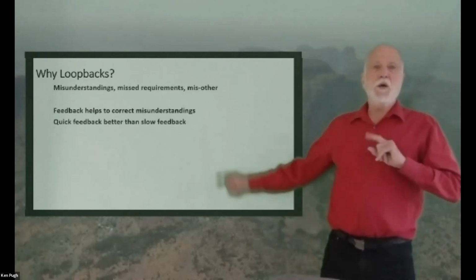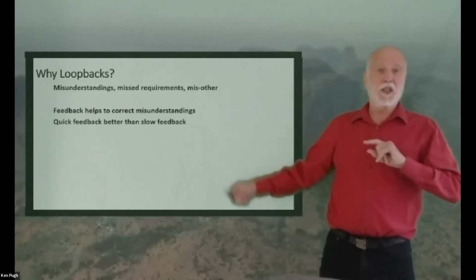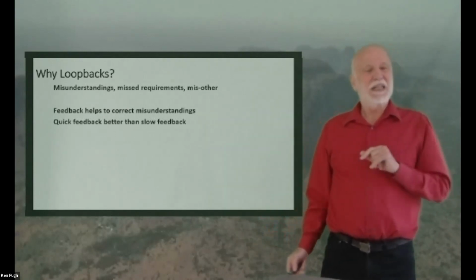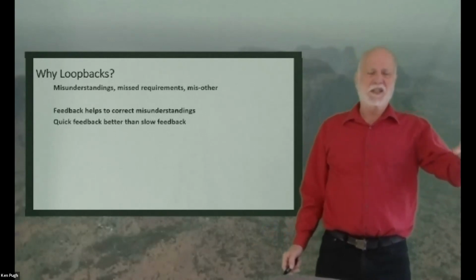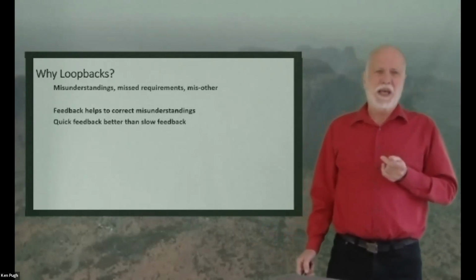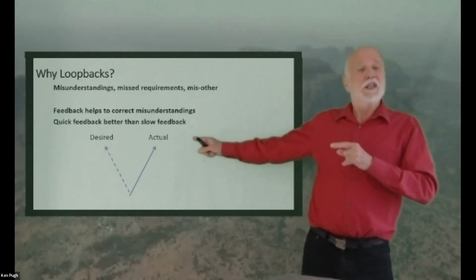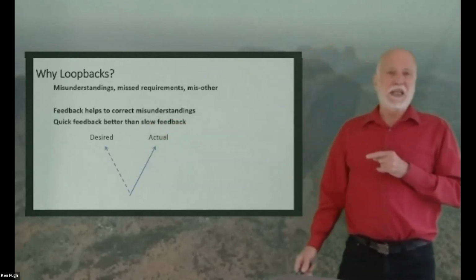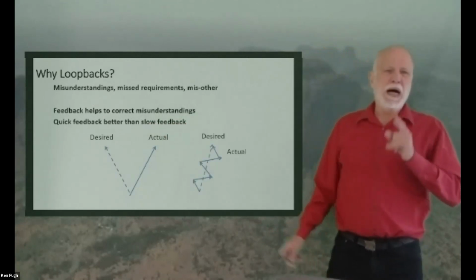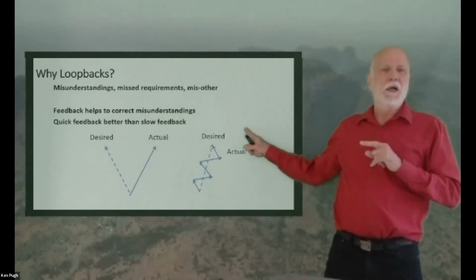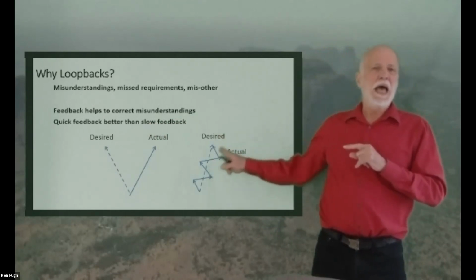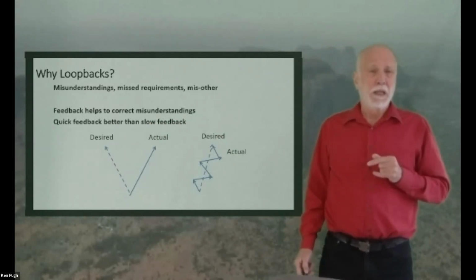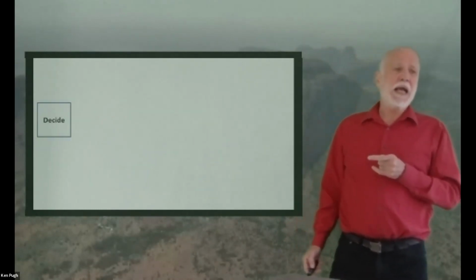So what do we want to do? We want to have feedback to correct those understandings. And the quicker we get the feedback, the better it is than slow feedback, which takes us longer to correct. If we have slow feedback, what is delivered is far away from what's actually desired. But if we have quick feedback, what is desired and what is actually delivered are going to be pretty close together. So how do we get some of this quick feedback?